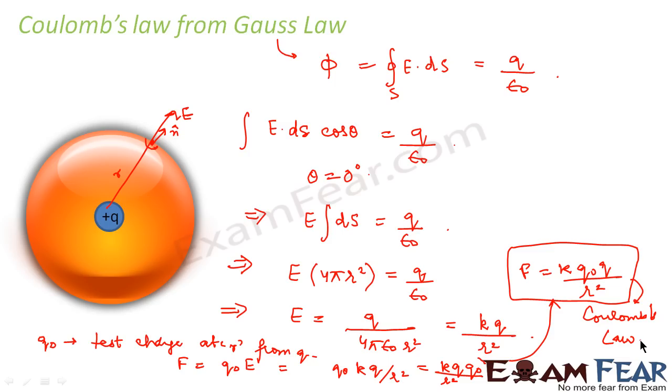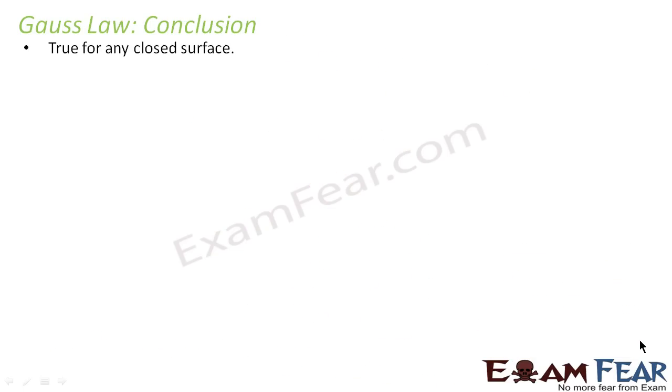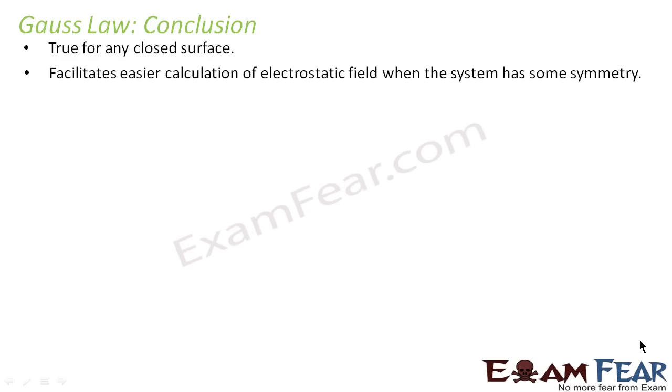So we discussed Gauss's law. Now we will see how Gauss's law is helpful to us. Why do we need to study Gauss's law? We saw that we can find the electric field of any object at any point. So what do we conclude about Gauss's law? This law is true for any closed surface, irrespective of its shape. The second thing is that this law facilitates easier calculation of electrostatic field when the system has some symmetry. We don't have that much free time to study any law given by any scientist, so obviously this law must have some advantages because of which we are studying it.